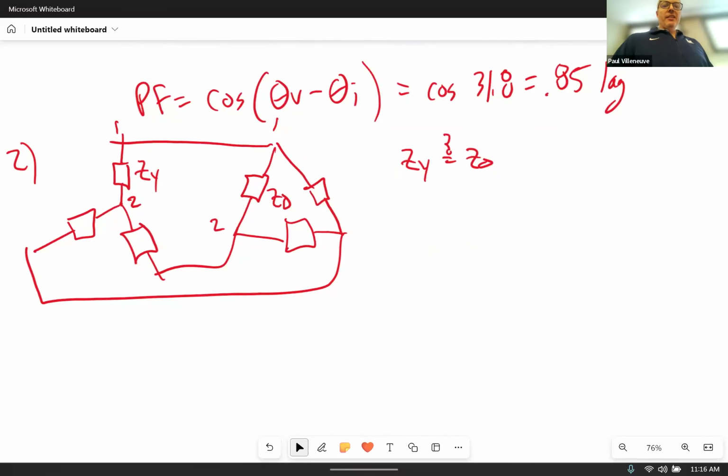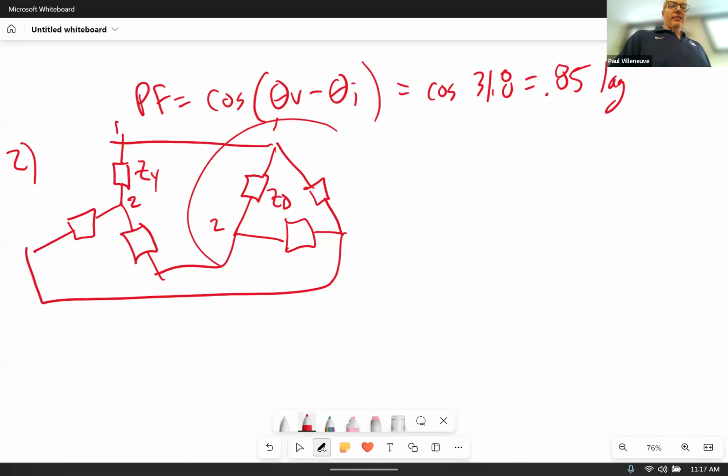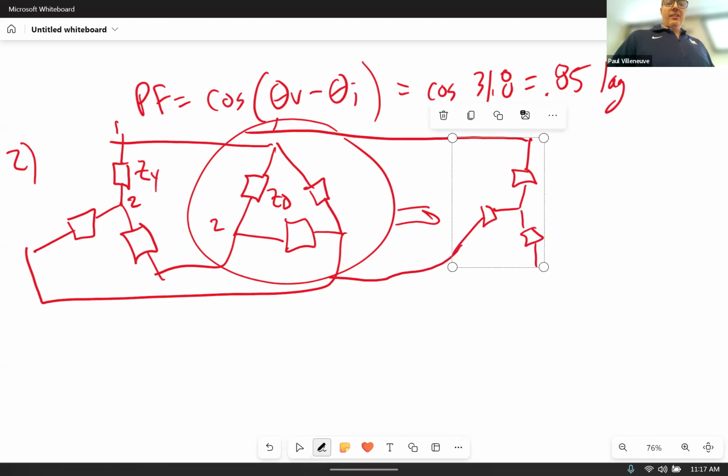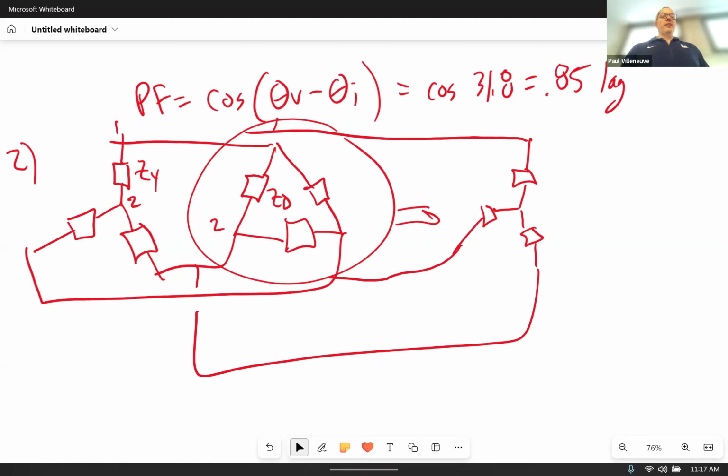What I could have done is, let me erase this a little bit. Instead of having this delta, I'm going to convert that to a Y. And then this is equivalent. Is node 1 and node 2 of the equivalent delta converted to Y the same? Node 1 and node 2. Oh, nope, they're not the same. Right? Node 1 and node 2 aren't the same.